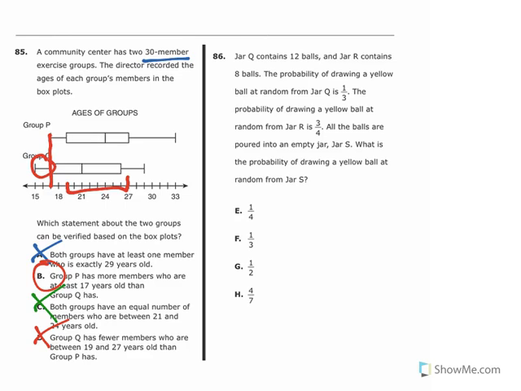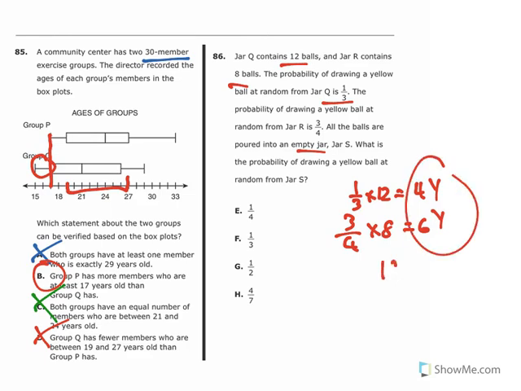All right, 86, this one's pretty straightforward. It says the probability of yellow from jar Q is 1/3. Okay, so that means that Q has 12, then 1/3 of 12 is 4. And it says the probability of drawing yellow from R is 3/4, right? So R has 8. So 3/4 of 8 is 6 yellow. And it says we mix them together. Great. So there's 10 yellow out of 20. That's half. Nice and easy.